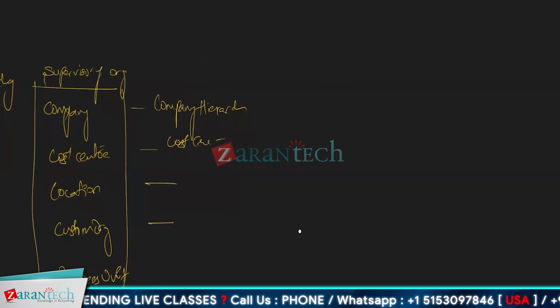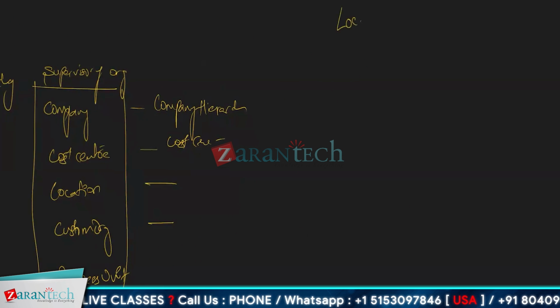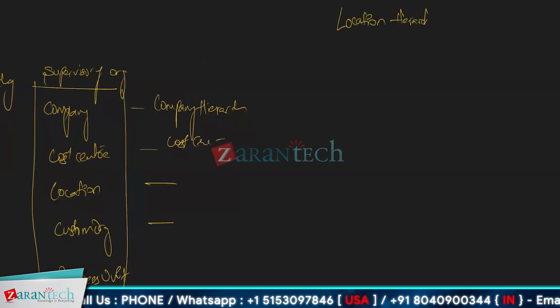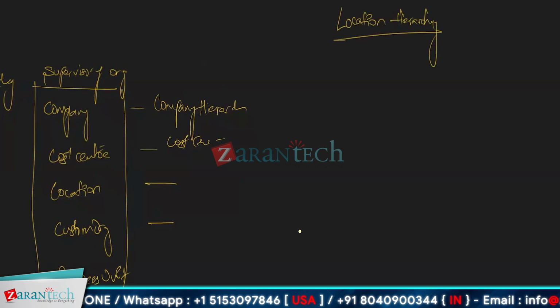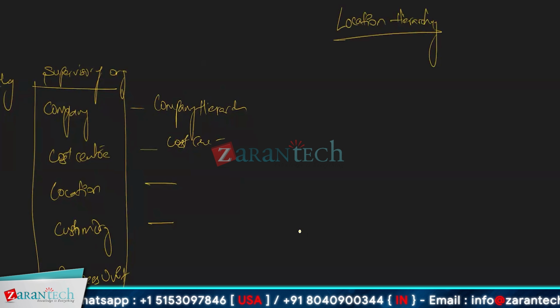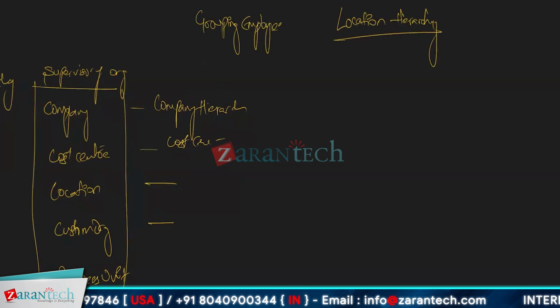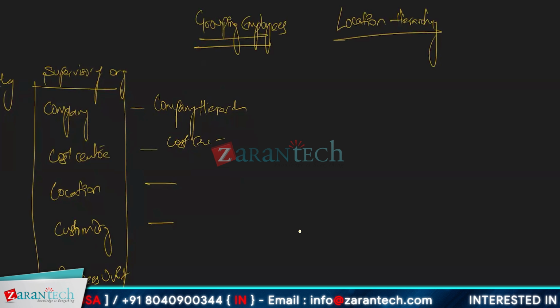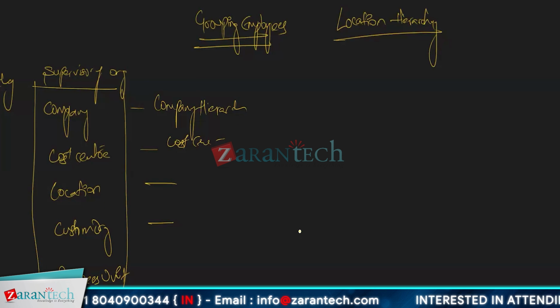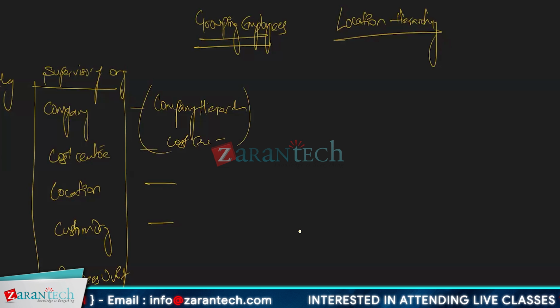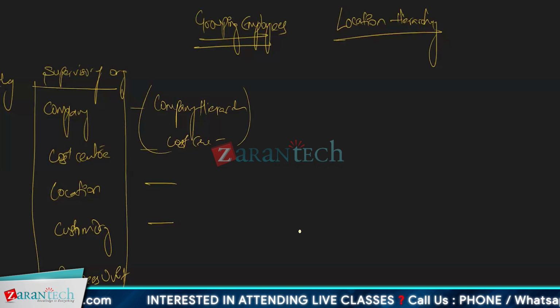Let me explain. Let's talk about location hierarchy. Until now, we understood that an organization is for grouping employees. Now tell me, why do you want to group employees together? Is there any reason? One of the obvious reasons is convenience, because a logical way of grouping employees is by company, or by cost center, or by location.